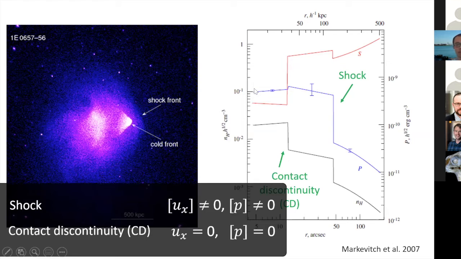I think the biggest difference between the cold front and the shock front is that at the cold front, the pressure is continuous, but it is not at the shock front.